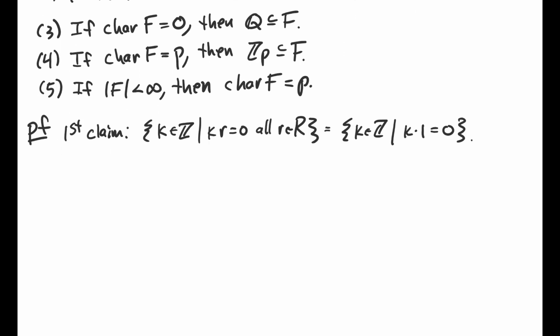For the proof, let's prove this claim first. The defining ideal for this characteristic business was the set of all k's that killed everything. And the claim is that that ideal is the set of all k's that just kill 1. If you can kill the identity, it's the same as killing everything. So these are two sets. We're going to show that both are contained in each other. Obviously, the left-hand side is contained in the right side, so we need the opposite direction.